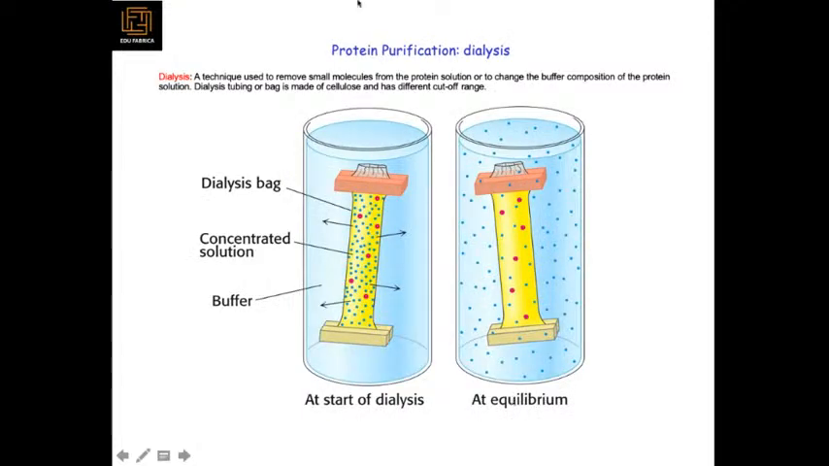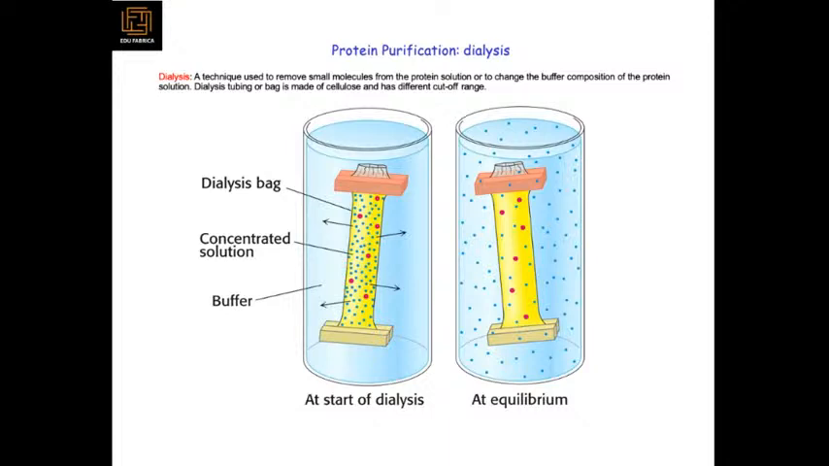Now comes the next method. Now we have done the isolation, we have done the quantitations. Now it comes to purify your protein, because it will have many unwanted things that we do not want to be part of our protein sample. It has to be pure protein. So in order to do so, we will discuss some techniques in protein purification.